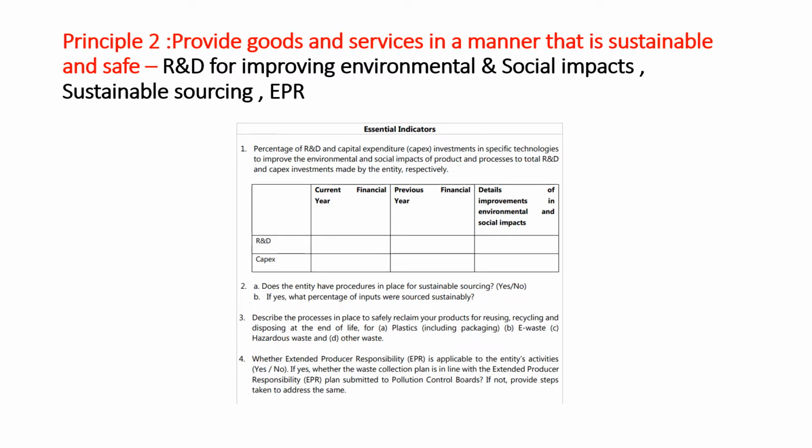This is principle number 2, essential indicator, which is mandatory in nature. So what is principle number 2? It is providing goods and services in a manner that is sustainable and safe.